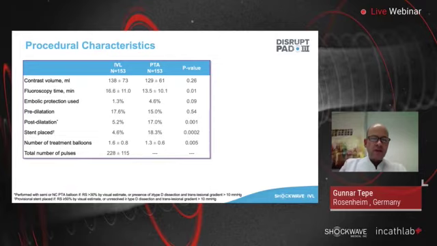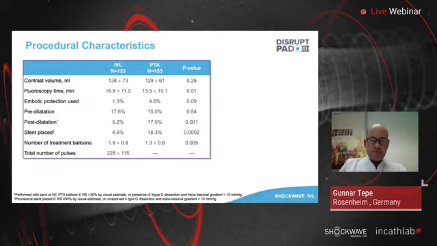This is the procedural characteristics. What you see over here is that the fluoroscopy time differed significantly, with a higher time in the IVL group, a little bit longer, but of course this is clear because the balloons had to be inflated, and a lot of pulses had to be administered, and this has to be controlled by fluoroscopy. But following IVL, you see that post-dilatation was significantly less, 5.2% versus 70%, a significant reduction. Also stent placement was significantly reduced, 4.6% versus 18%. This was also a significant number.